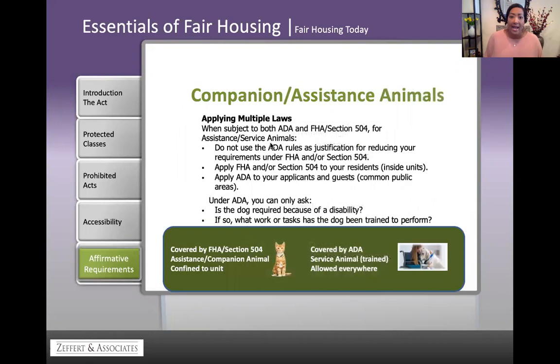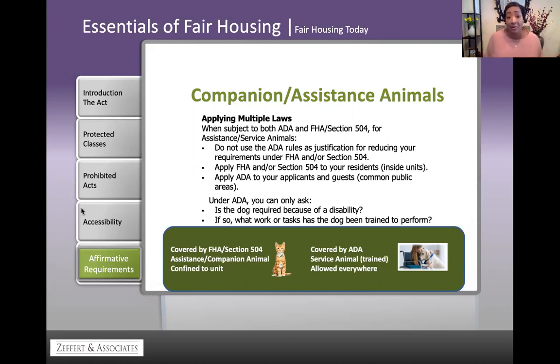Let's look at applying multiple laws, where we have the Fair Housing Act, and we have to look at the ADA, because service animals are trained animals that perform certain functions. Those are allowed everywhere under the ADA regulation guidance. But under the Fair Housing Laws, at the bottom of page number 15, it says what's covered by fair housing and Section 504 are those companion animals that are confined to a unit.